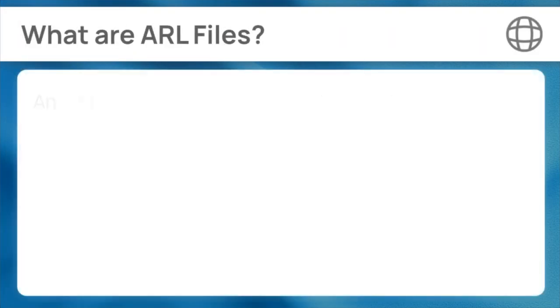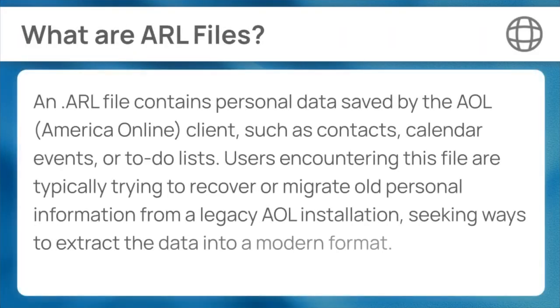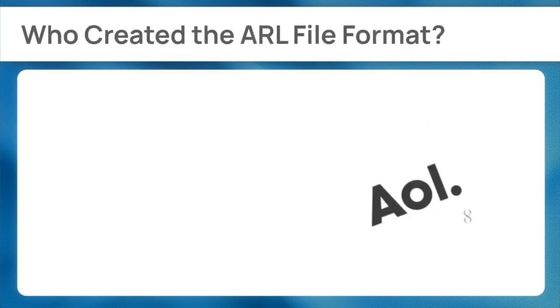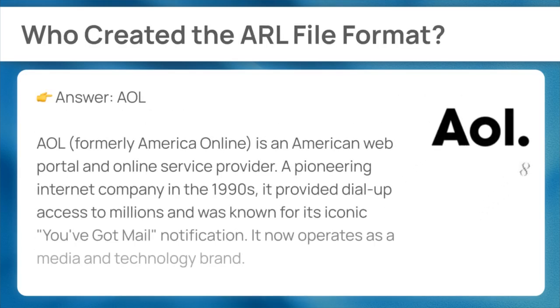An .ARL file contains personal data saved by the AOL America Online client, such as contacts, calendar events, or to-do lists. Users encountering this file are typically trying to recover or migrate old personal information from a legacy AOL installation, seeking ways to extract the data into a modern format.